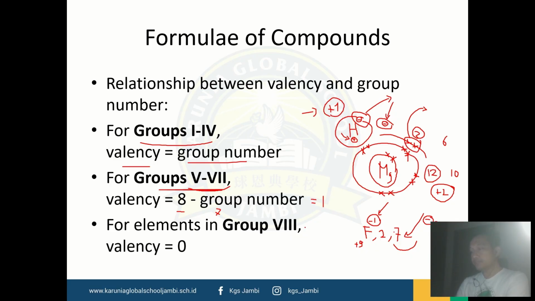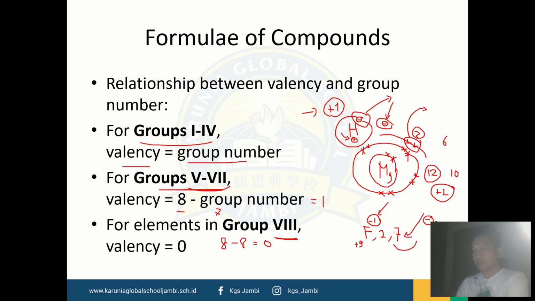For group 8, because it has 8 electrons, we can use this example: 8 minus 8 is equal to 0. This is the valency value. Because for group 8, all of the places in the outer shell already contain 8 electrons, already full. So there's no more space left for any bonding.